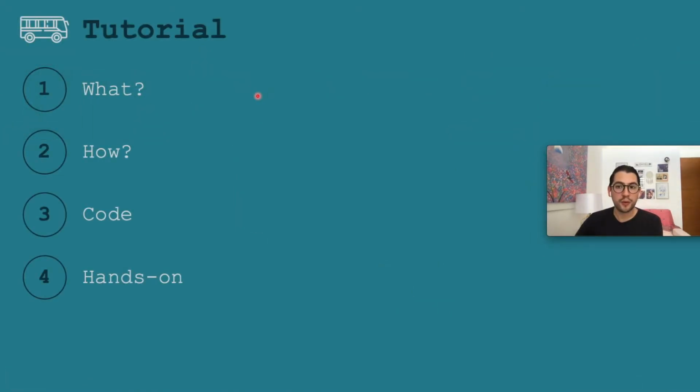Let's split this tutorial into four separate sections. For the first part, we're going to understand what our problem is. For the second part, we're going to describe how we can solve this problem. Afterwards, we're going to look at the code for the project. And lastly, we're going to perform a hands-on tutorial for modifying this code. Let's begin with what our problem is.